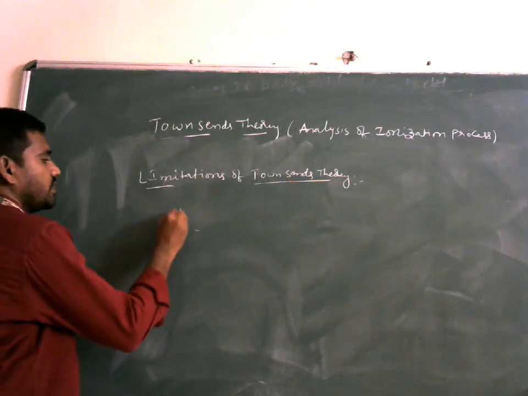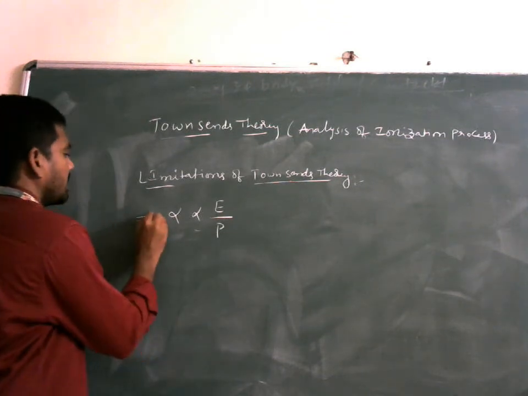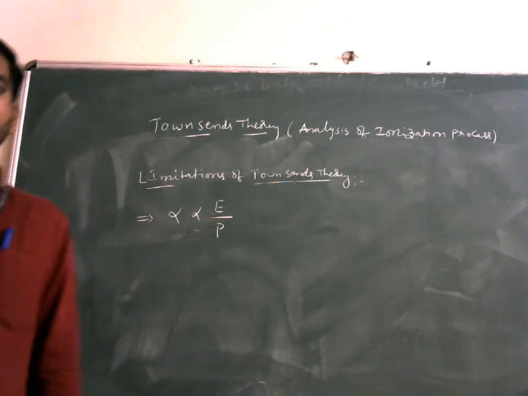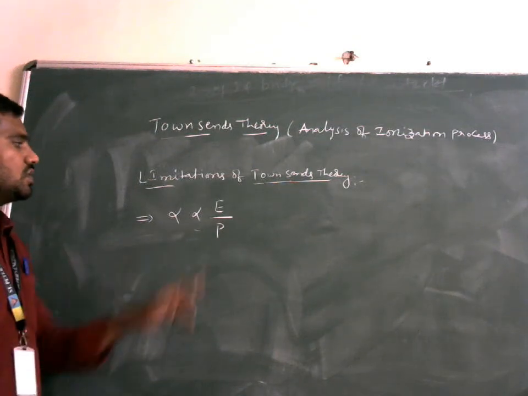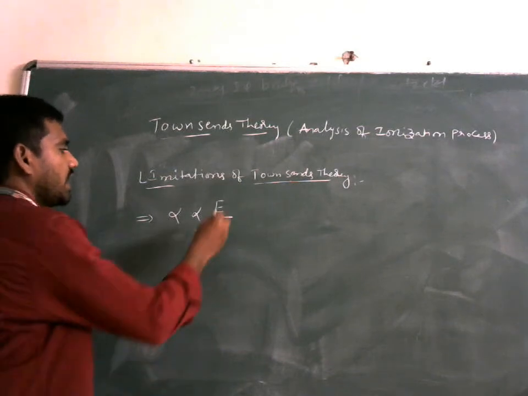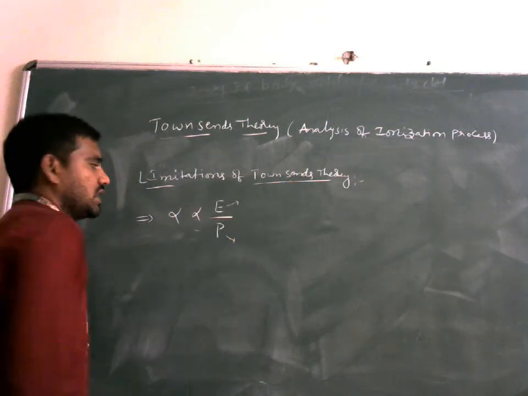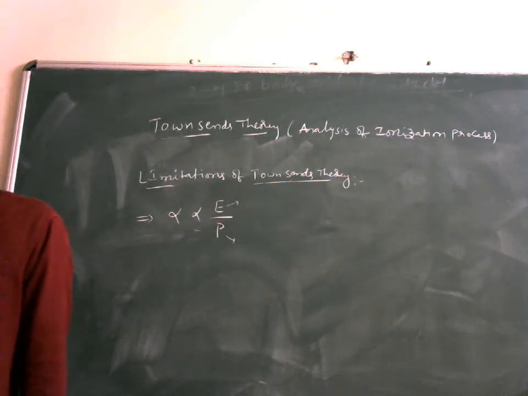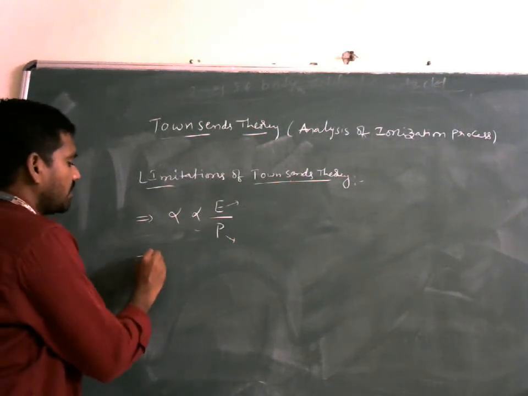According to Townsend's coefficient, alpha is directly proportional to E by P. In Townsend's theory, alpha is nothing but the Townsend's primary ionization constant, which is directly proportional to E by P. Here E is the electric field and P is the pressure. He told that alpha is directly proportional to E by P, but there is no explanation regarding this. That is the main drawback of Townsend's theory.